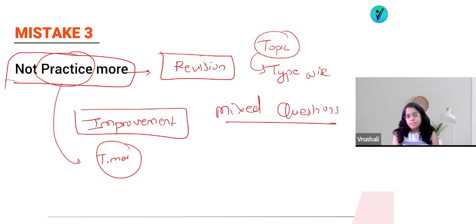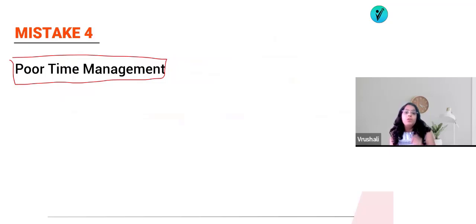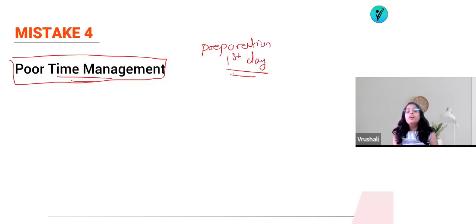Don't make this mistake. Then the next mistake which most of the students make is poor time management. Everyone can solve the questions, but you are not able to solve all those questions within a given time. So time management is the most important thing, and it won't be possible in the exam if you are not doing it now itself. So from the first day of your preparation, you have to understand the importance of time.